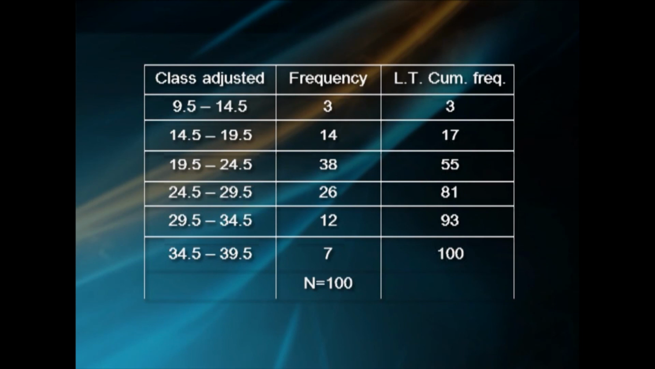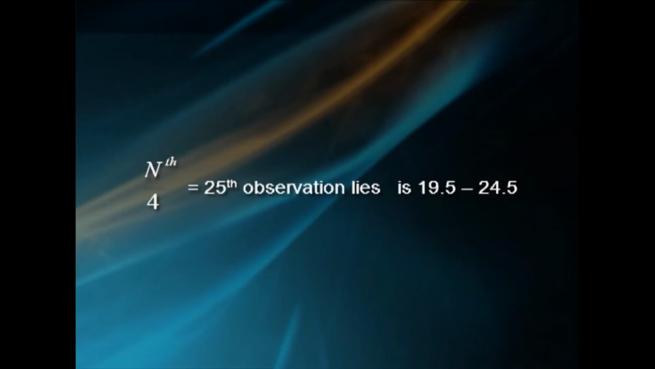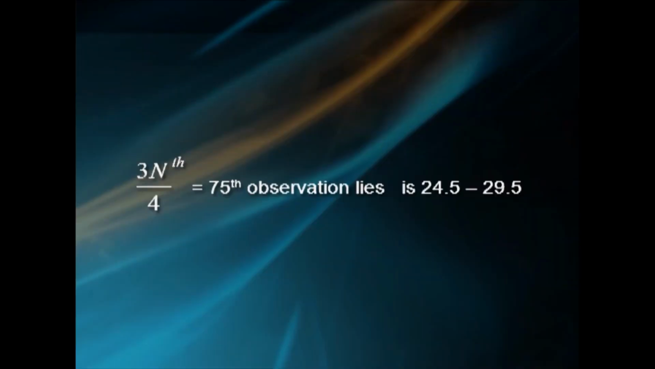Here capital N equal to 100. The class in which the n by 4th, that is the 25th observation lies, is 19.5 to 24.5. The class in which the n by 2th, that is the 50th observation lies, is 19.5 to 24.5. The class in which the 3n by 4th, that is the 75th observation lies, is 24.5 to 29.5.